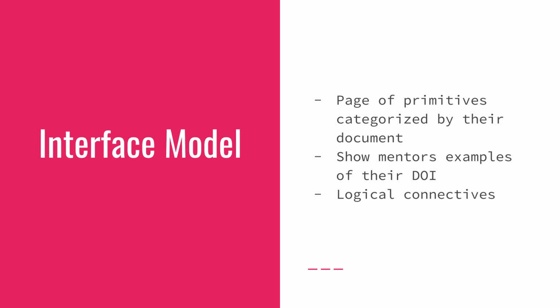And then the interface model. This was a lot of what was redone this quarter in terms of changing the prototype from last quarter. Now we have a page of primitives categorized by their documents, and we show mentors examples of the document of interest. So if they're choosing primitives from a specific document, we will show them an example of that document. And we've also retooled the logical connectives a little bit.